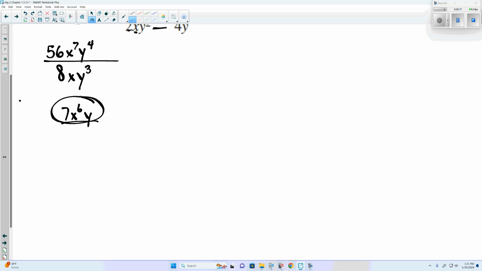So our final answer is 7x to the 6th y. We could put it over 1, but it's still the same as this, because everything in the denominator reduced out completely, leaving us with 7x to the 6th y. Now we can still have restrictions for this, because our variables in the numerator were x and y, yes?